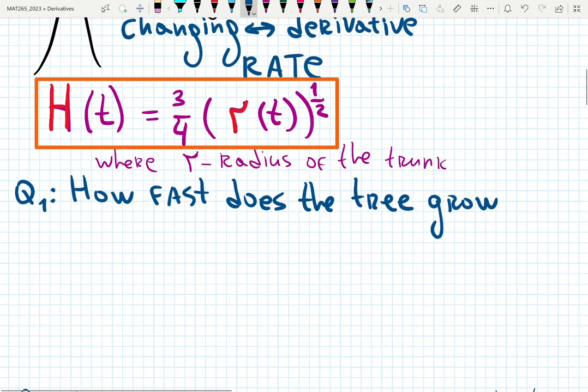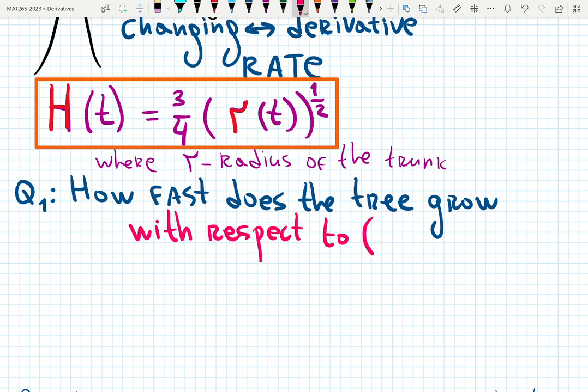With respect to, and that's a very important phrase over here, I will put it in pink. With respect to, from now on I'll be using the American abbreviation WRT. With respect to R. With respect to R, R of the trunk, question mark. That's the radius of the trunk, not the trunk. How fast does the tree grow with respect to the trunk radius?